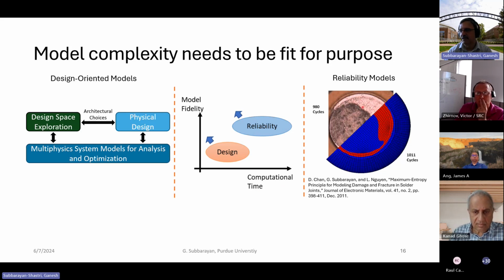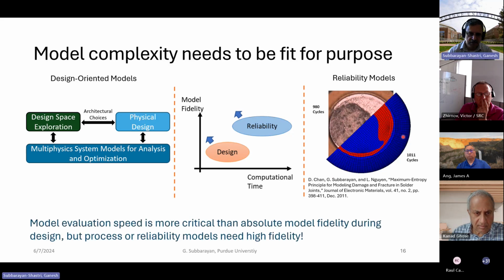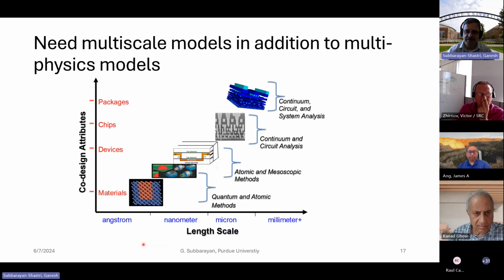Here, for instance, I'm showing you a fatigue crack growth model on a solder joint compared to actual experiments. If you want this level of fidelity, which is very rare in fatigue life estimation, your model needs to be fairly detailed, and you cannot be focused on computational time alone. So model evaluation speed is more critical than absolute model fidelity during design, but process or reliability models need high fidelity.